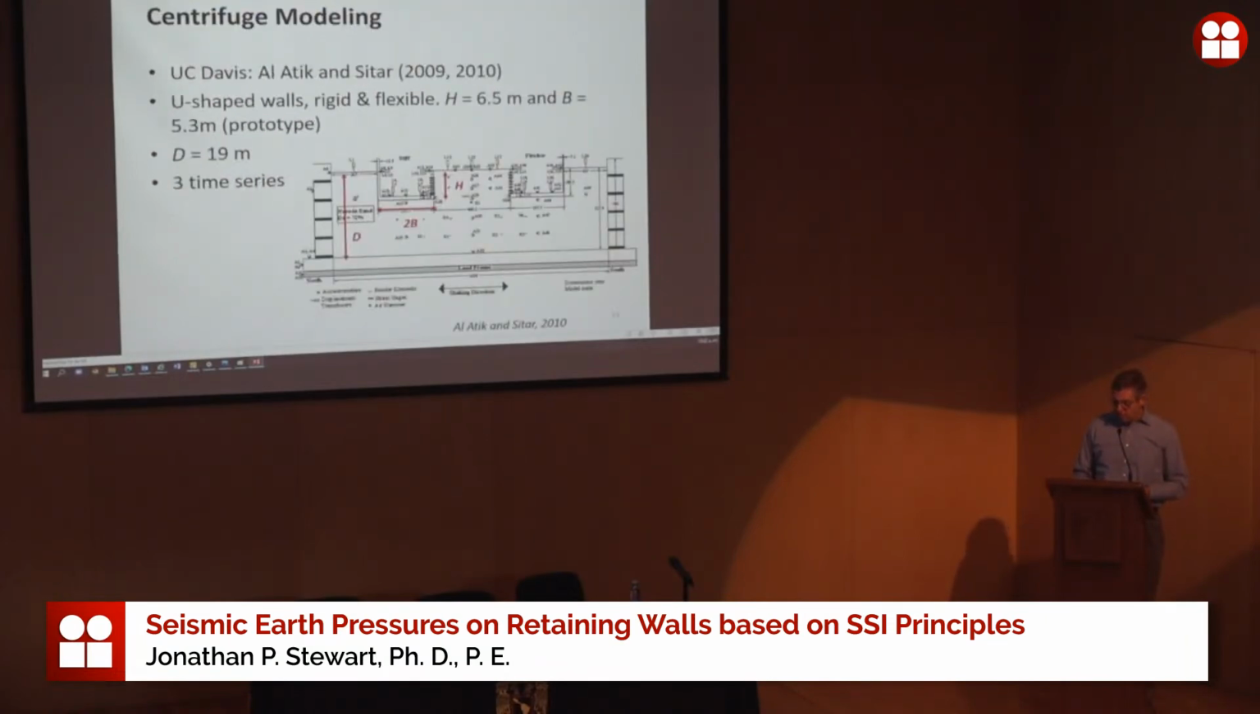So this is the first big centrifuge test. This was really a very impactful study on this topic by, again, Nick Sitar and Linda Al-Atik at UC Davis. I should say they were at Berkeley, but they were doing the tests at UC Davis. And they tested U-shaped walls, a rigid one and a flexible one. This is centrifuge, so these are prototype units once you scale it up for the spin rate of the centrifuge. So this is the wall height, this is the wall half width.